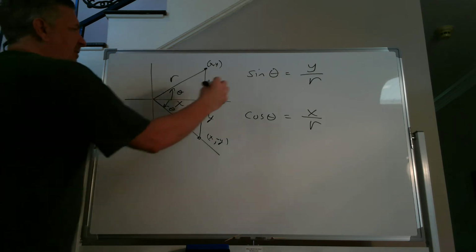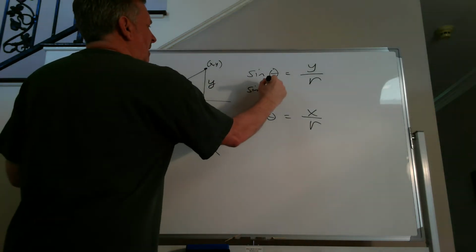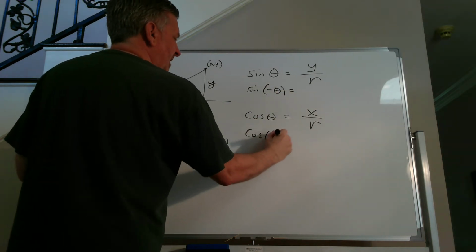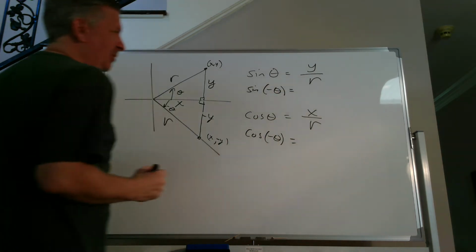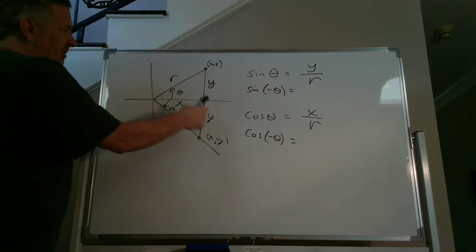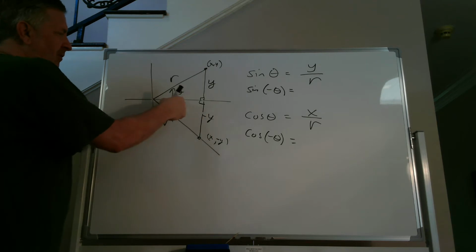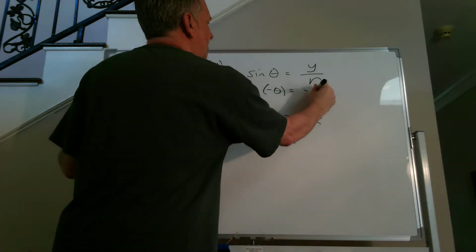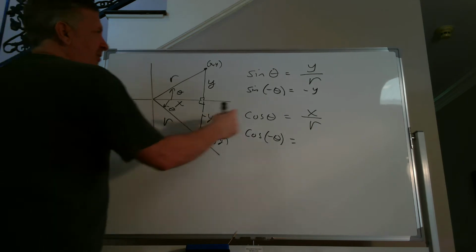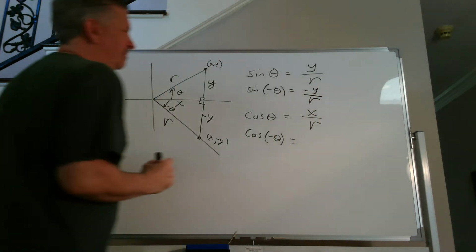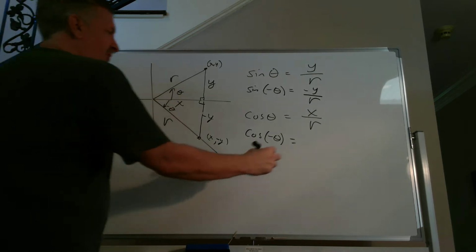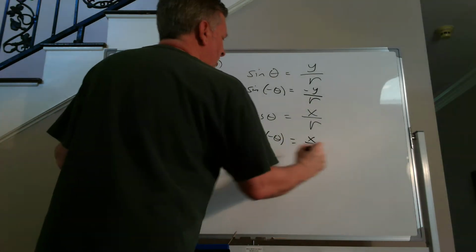Well, let's find the sine of negative theta and the cosine of negative theta. We have all the sides labeled, so we can do that. What's the sine of negative theta? It's opposite over hypotenuse, so minus y over r. And what's the cosine? The cosine's adjacent over hypotenuse, which is x over r.